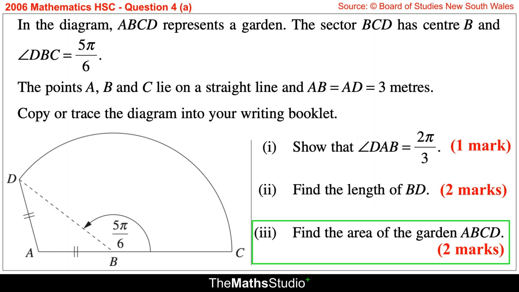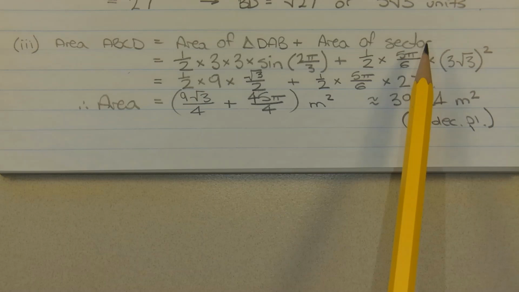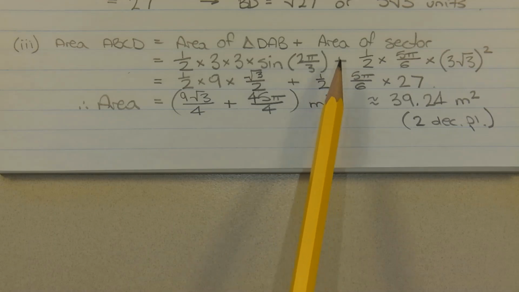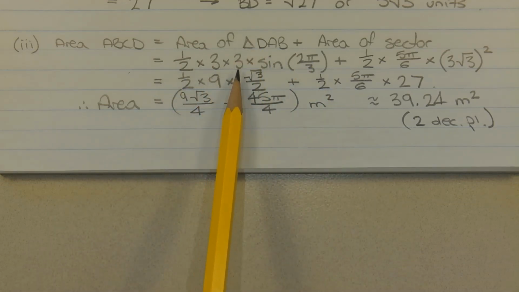Part 3. Find the area of the garden ABCD. The garden is a composite shape made up of an isosceles triangle and a sector. So area ABCD is equal to the area of isosceles triangle DAB plus the area of the sector. Now since we have two known sides and the included angle in isosceles triangle DAB, we can use the area rule to find the area of that triangle. And that's half times 3 times 3 times sin 2π/3.